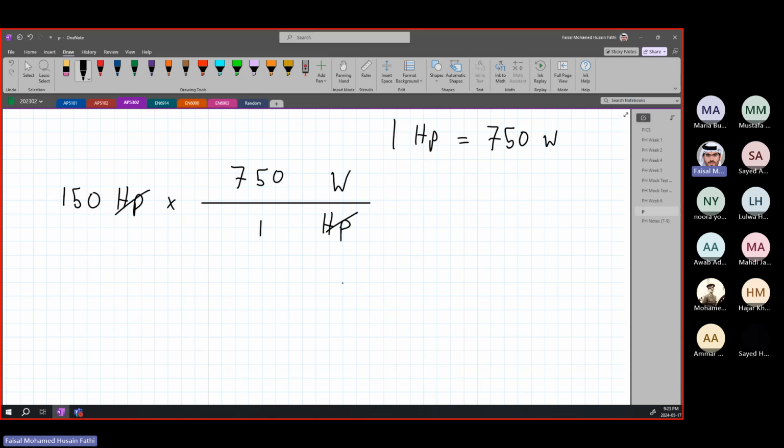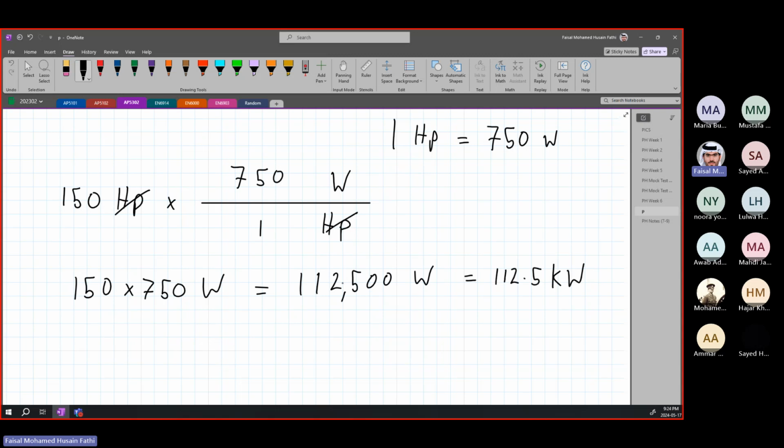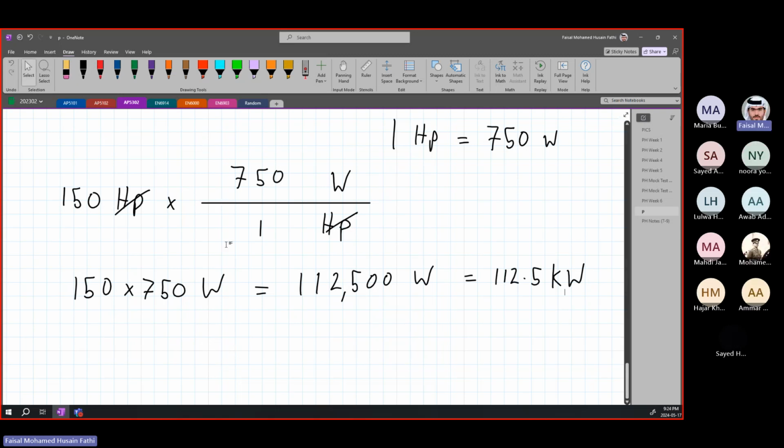So horsepower and horsepower will cancel. In watts, this is going to be 150 times 750 watts. So it is going to be a large number of 112,500 watts, or in other words, you can say this is 112.5 kilowatts. All right, again, just conversion of units, same exact method that we did up here. All right, so let's see if there's any other question about this.